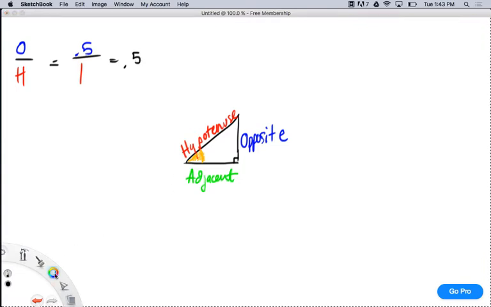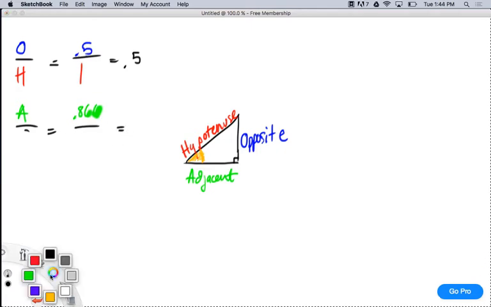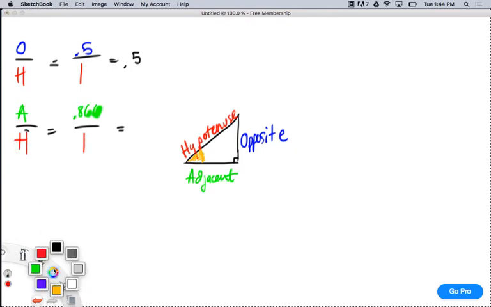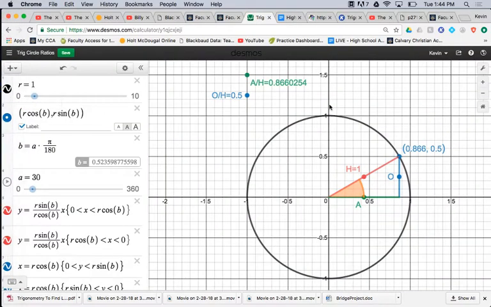Right? And then adjacent over hypotenuse, well, the length of the adjacent side is 0.866. So adjacent over hypotenuse is 0.866 over 1, which is just 0.866. You guys see that? So look, the ratio opposite over hypotenuse is 0.5. The length of that side is 0.5. The ratio of adjacent over hypotenuse is 0.866. The length of the adjacent side is 0.866. Does that make sense to you guys? You understanding this? So I've got these ratios, opposite over hypotenuse and adjacent over hypotenuse, and when the radius is 1, it's just equal to that side.